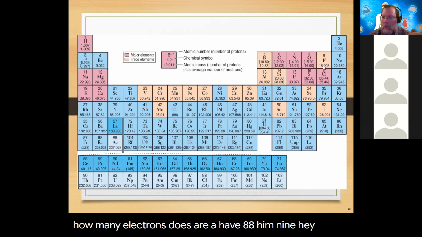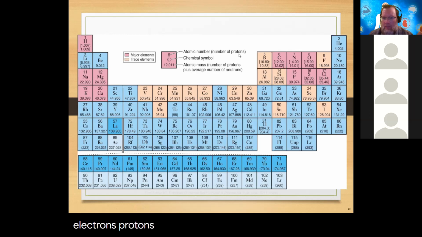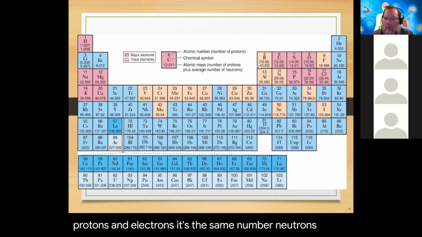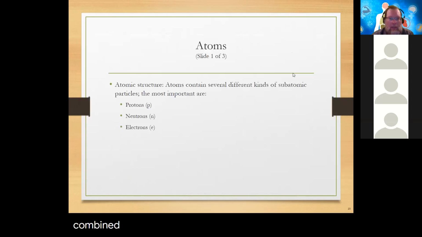Okay. So electrons, protons, same number. So we could even say protons and electrons. Okay, it's the same number. Neutrons can change. Remember, atomic mass is neutrons and protons combined.